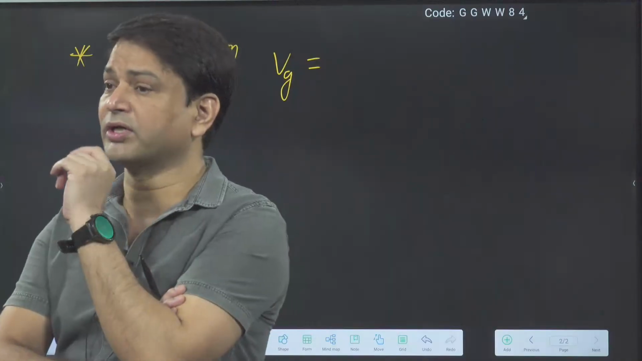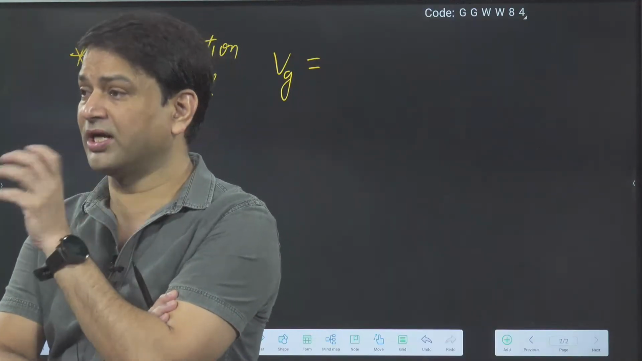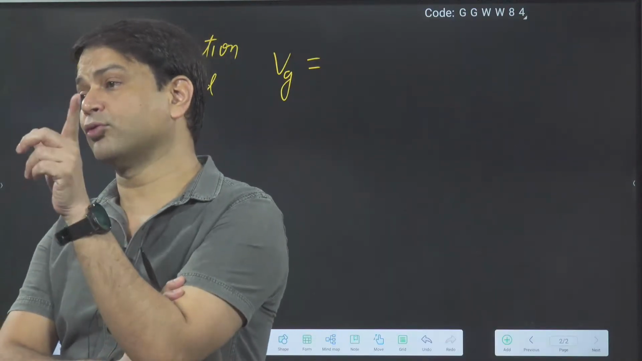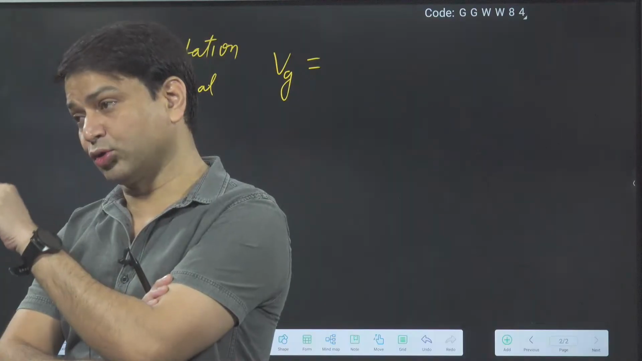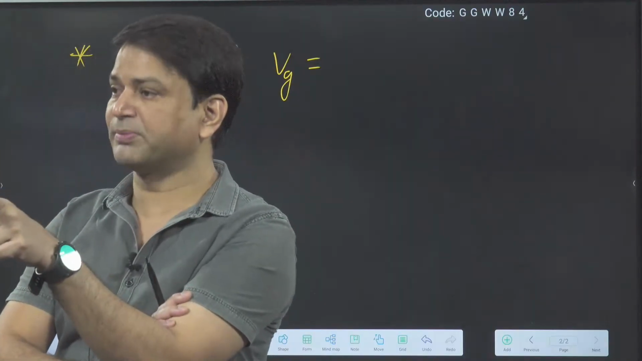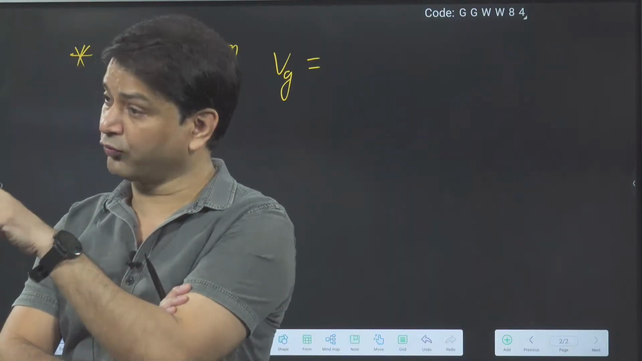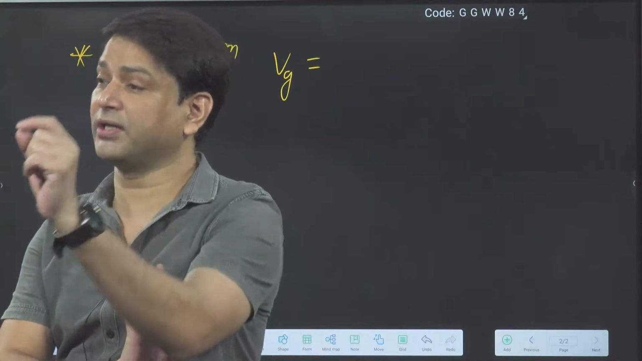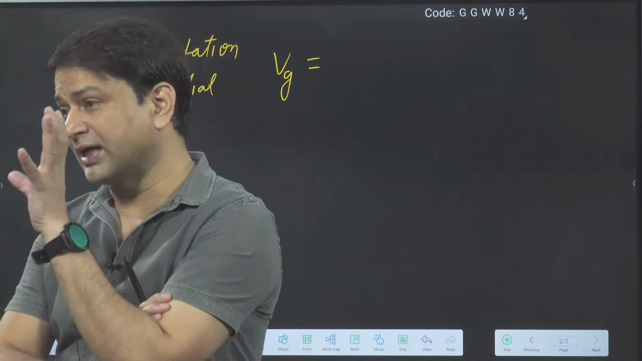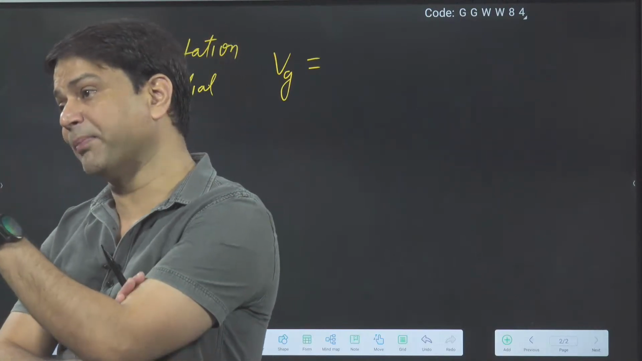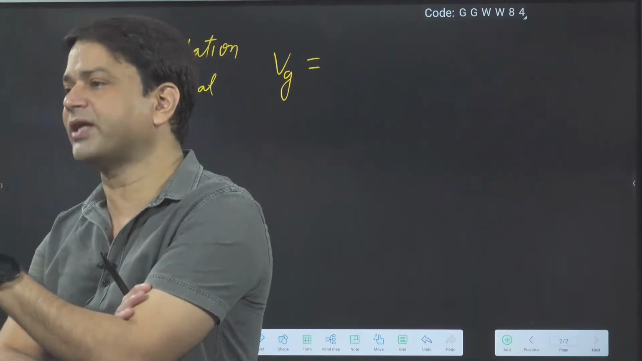If I ask what is the dimension of electrostatic potential, then you have to know 1 by 4 pi epsilon naught into Q by R. So for epsilon naught, the permittivity dimension, you have to know it. First you will find permittivity, then you will find electric potential. So for dimensions, always try to remember the basic formula so that we can easily get the dimension.